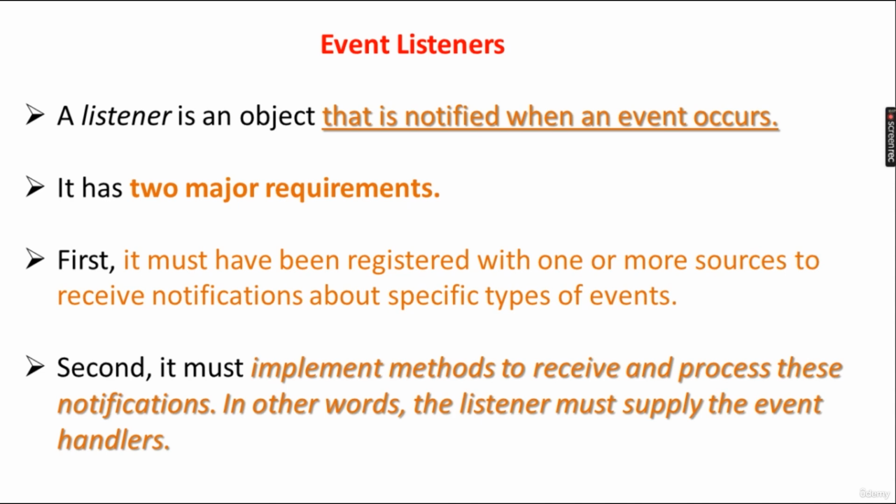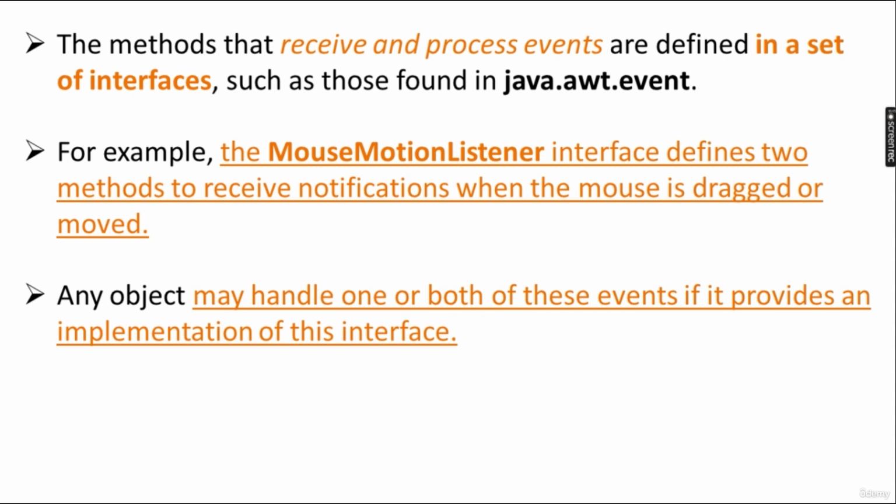It has two major requirements. First, it must have been registered with one or more sources to receive notifications about specific types of events. Second, it must implement methods to receive and process these notifications. It is not sufficient that it is interested; if it is getting notified about that event, it should also be capable of processing it. In other words, it should supply the event handlers.